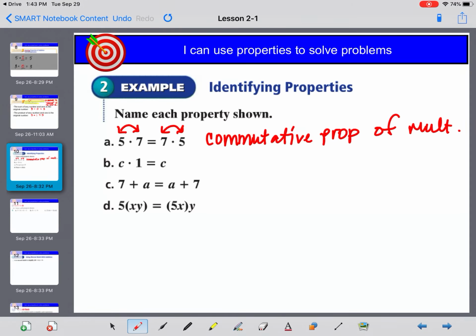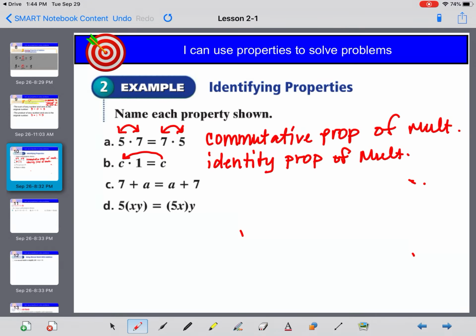Letter B, C times 1 equals C. It looks like my answer is identical to the other number. That is the identity property. And then name the operation of multiplication.